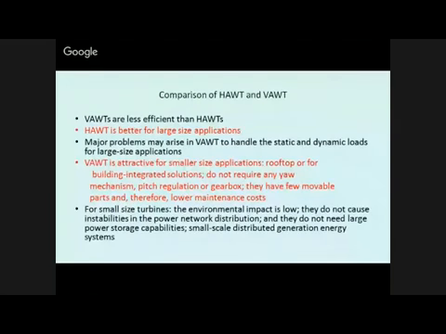Major problems may arise in vertical axis wind turbines in handling the static and dynamic loads for large size applications. So large size applications are still at a developing stage for vertical axis wind turbines. But still there are advantages in the case of vertical axis wind turbines.